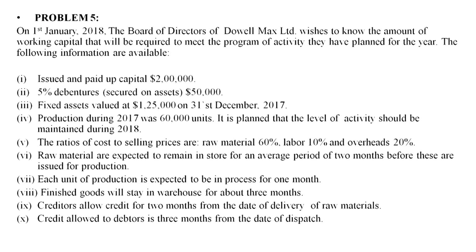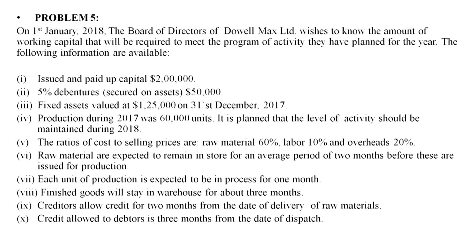Then you have 5% debentures secured on assets, and the amount is 50,000, whether it is rupees or dollars. Then you have fixed assets valued at 125,000 on 31st December 2017. Production during the year 2017 was 60,000 units. It is planned that the same level of activity should be maintained during the year 2018. The ratios of cost to selling price are: raw material 60%, labor 10%, overheads 20%.